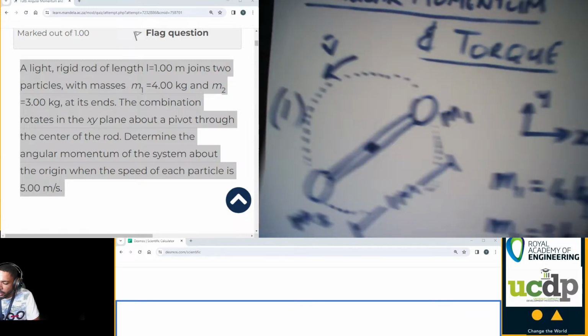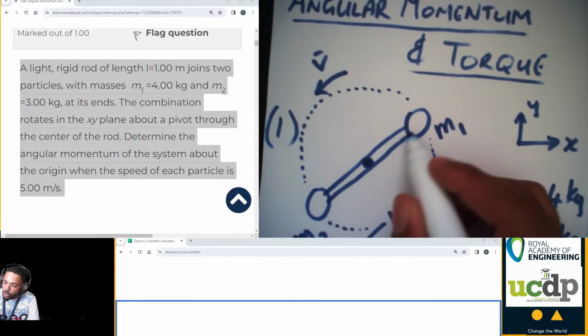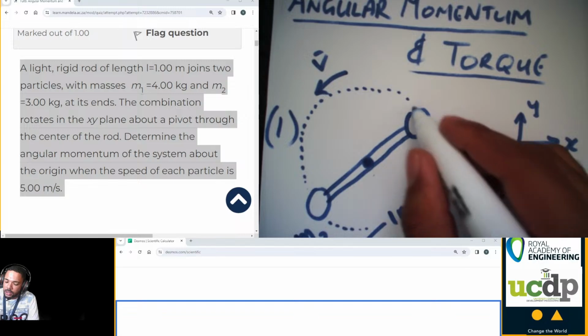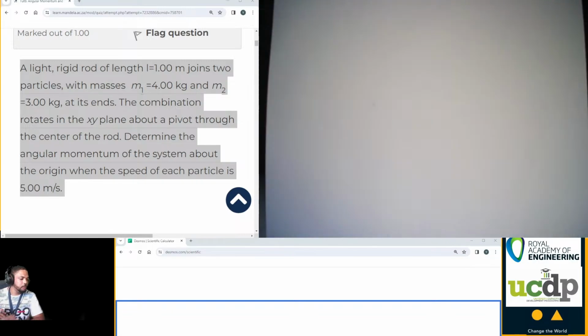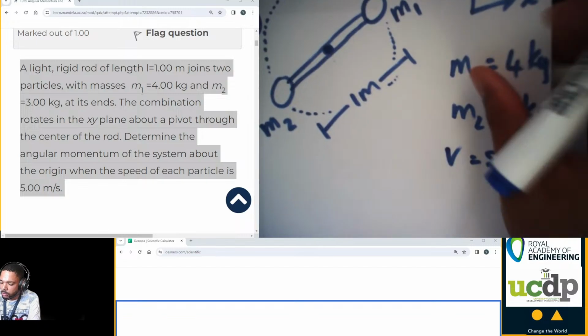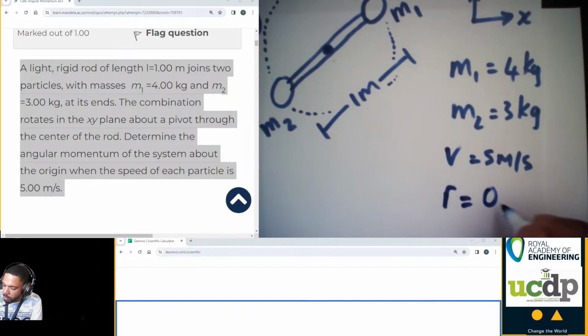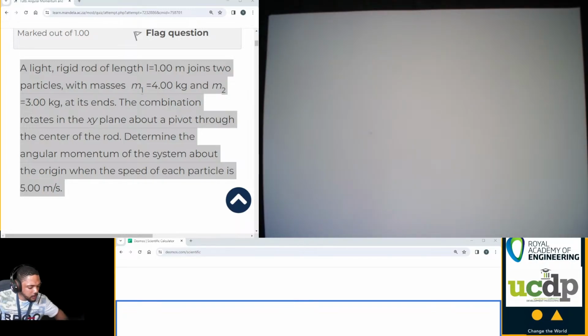And remember, the length of this rod is 1 meter. Okay, so if the length of the rod is 1 meter, the diameter of the circle will be 1 meter, meaning the radius is half a meter. Okay, so I continue. How do we calculate the angular velocity? Let me just write in here the radius, which is 0.5 meters. Okay, the radius will be 0.5 meters.